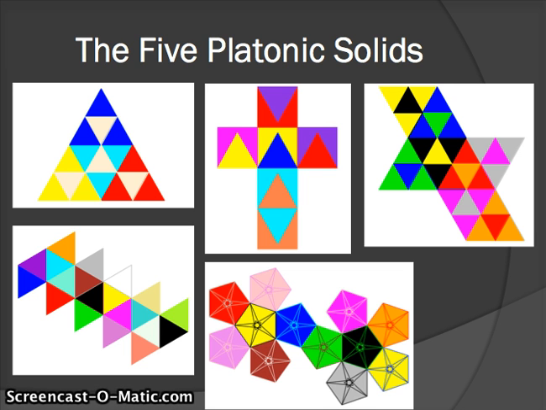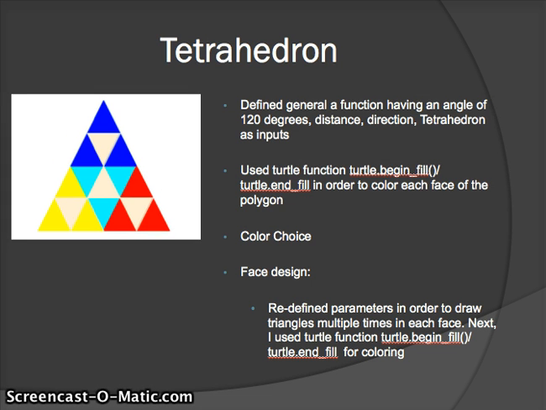So I'm gonna talk about how I built the first five and how I designed the net for them using Turtle from Python. First, for the tetrahedron, I basically defined a function having inputs for angles, distance, direction, and the name for the function.